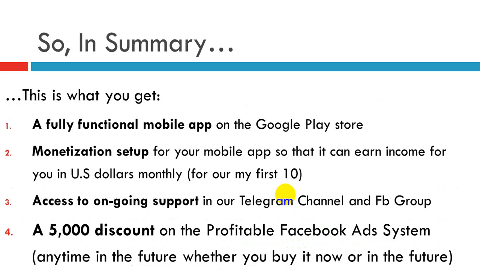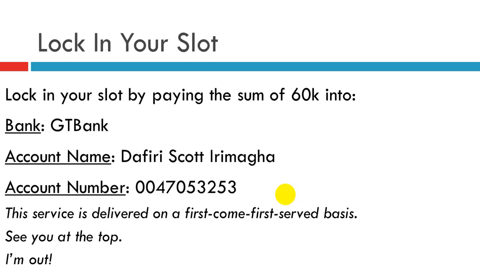And so in summary, this is what you get. You get a fully functional mobile app on the Google Play Store. You get monetization set up for your mobile app so that it can earn income for you in US dollars monthly for the first 10 people. You get access to ongoing support in the Telegram channel and the Facebook group. You get a 5,000 naira discount on the profitable Facebook ad system anytime in the future, whether you buy it now or in the future.